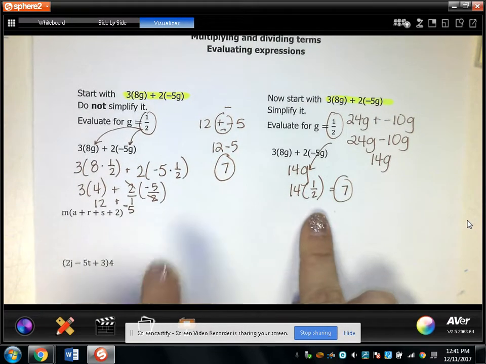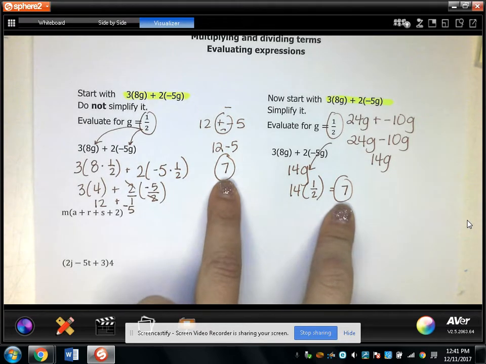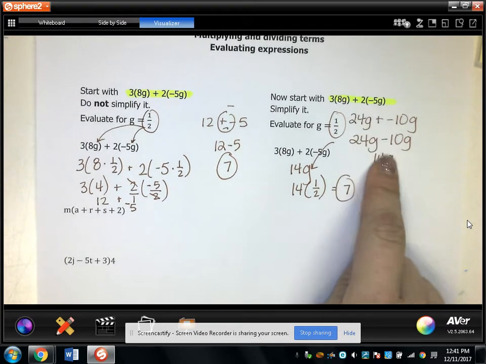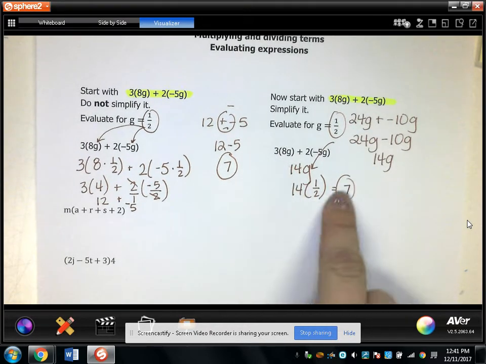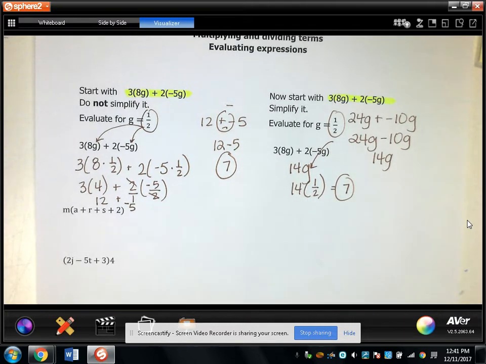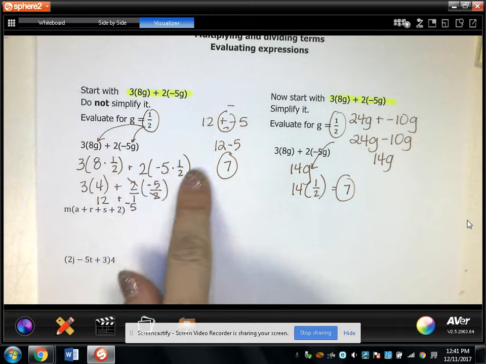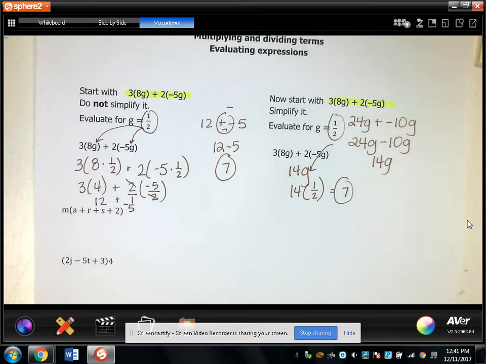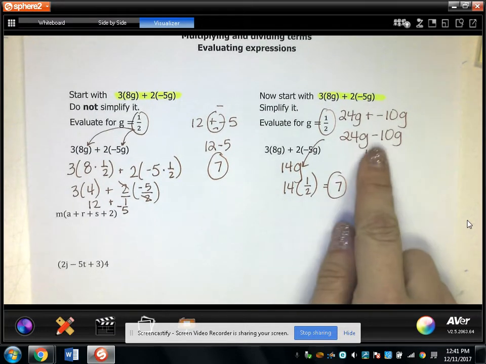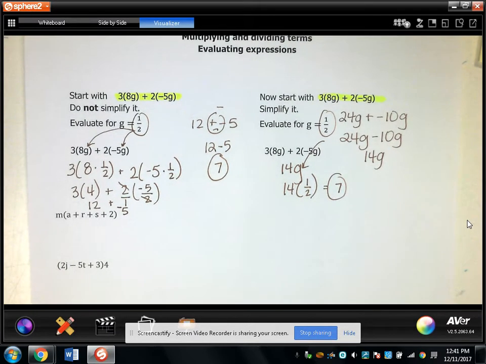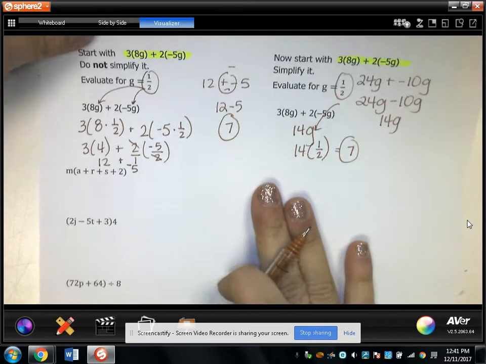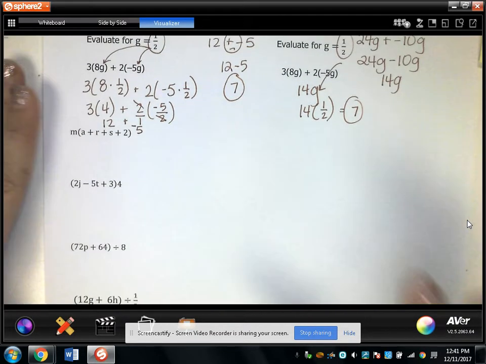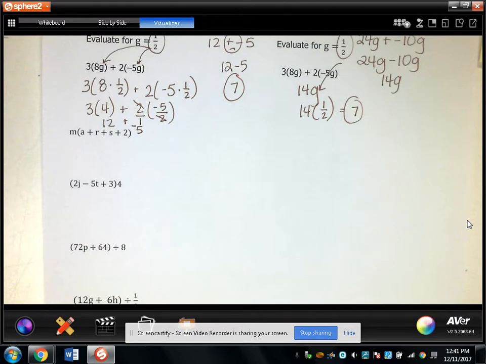So do you notice how I get the same answer, but when I simplify it first, there's a lot less work going into my evaluation than if I don't simplify my expression. So the point of this is, if you can simplify your expression, please do so first, because then it'll be a lot easier for you to evaluate that expression. Okay, next I'm going to go over distribution and dividing.